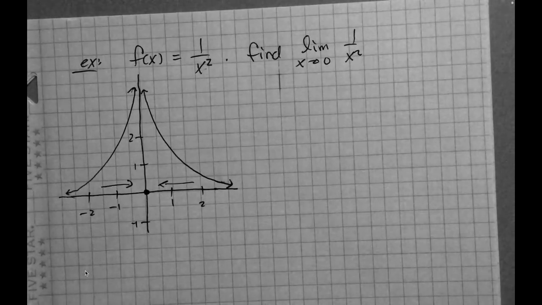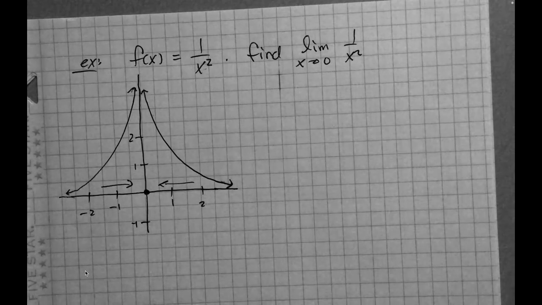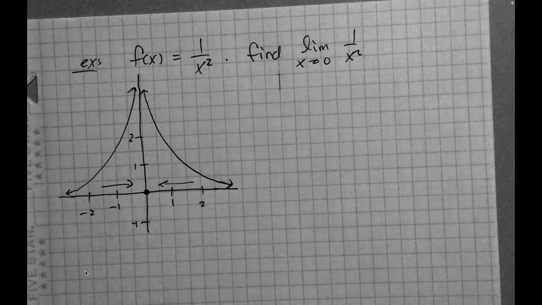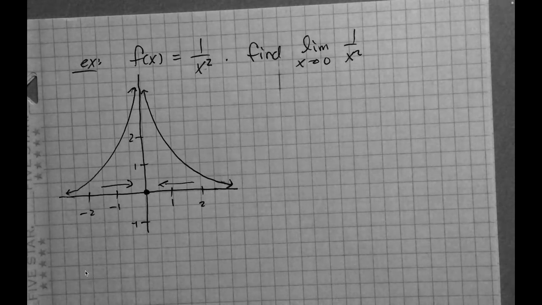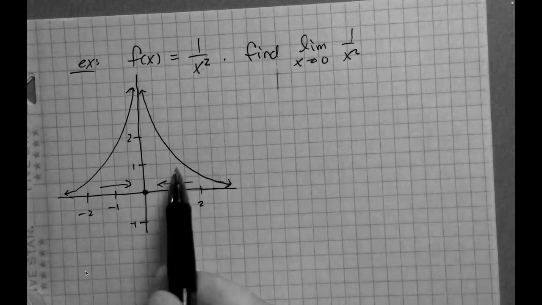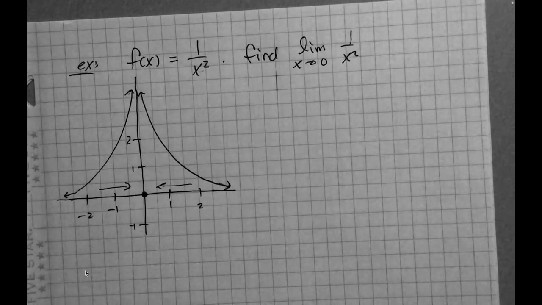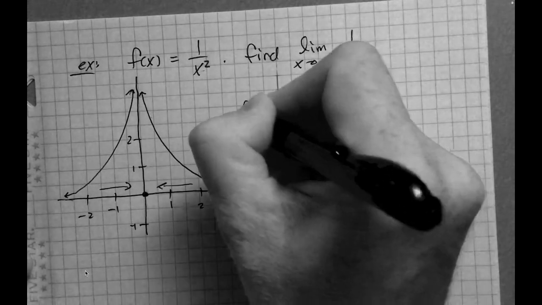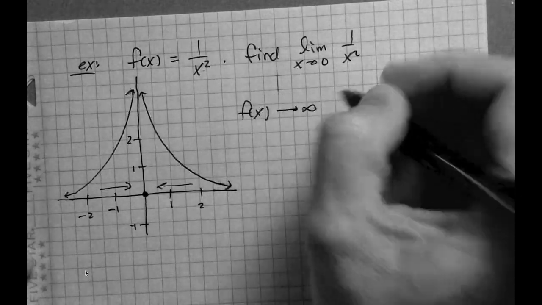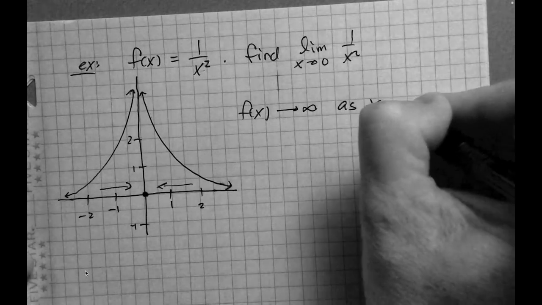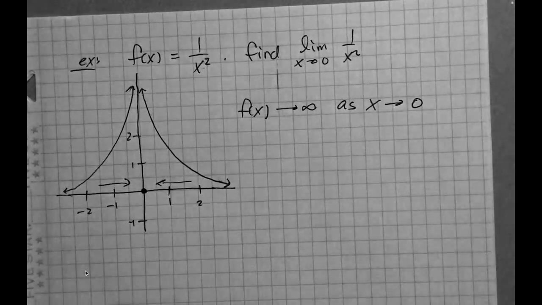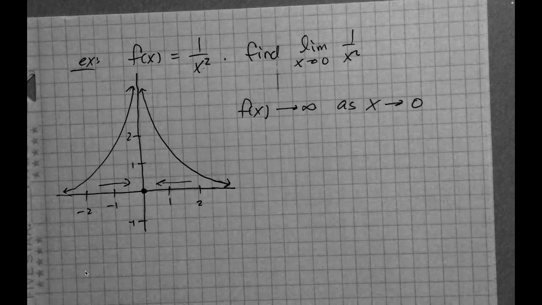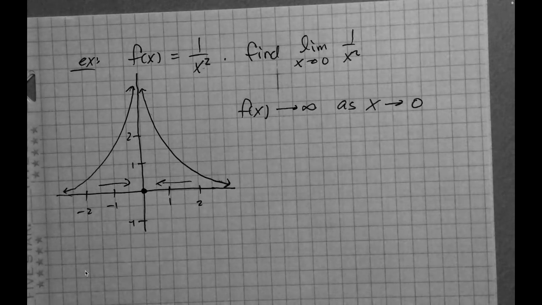Right. Well, as we move closer and closer to 0 from the left-hand side and from the right-hand side, in this case, the function heads off to positive infinity, doesn't it? The value of the function grows without bound as we get closer and closer. And so f of x goes to infinity as x goes to 0. Right? So the value of the function heads off to positive infinity. Now, that's true from both sides.